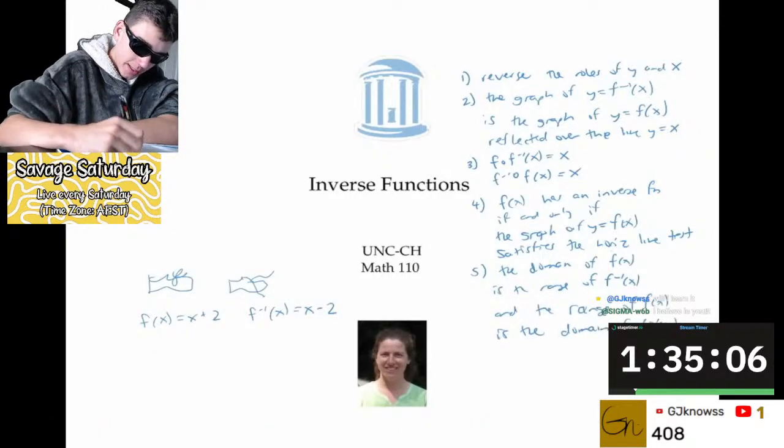These properties of inverse functions will be important when we study exponential functions and their inverses, logarithmic functions.